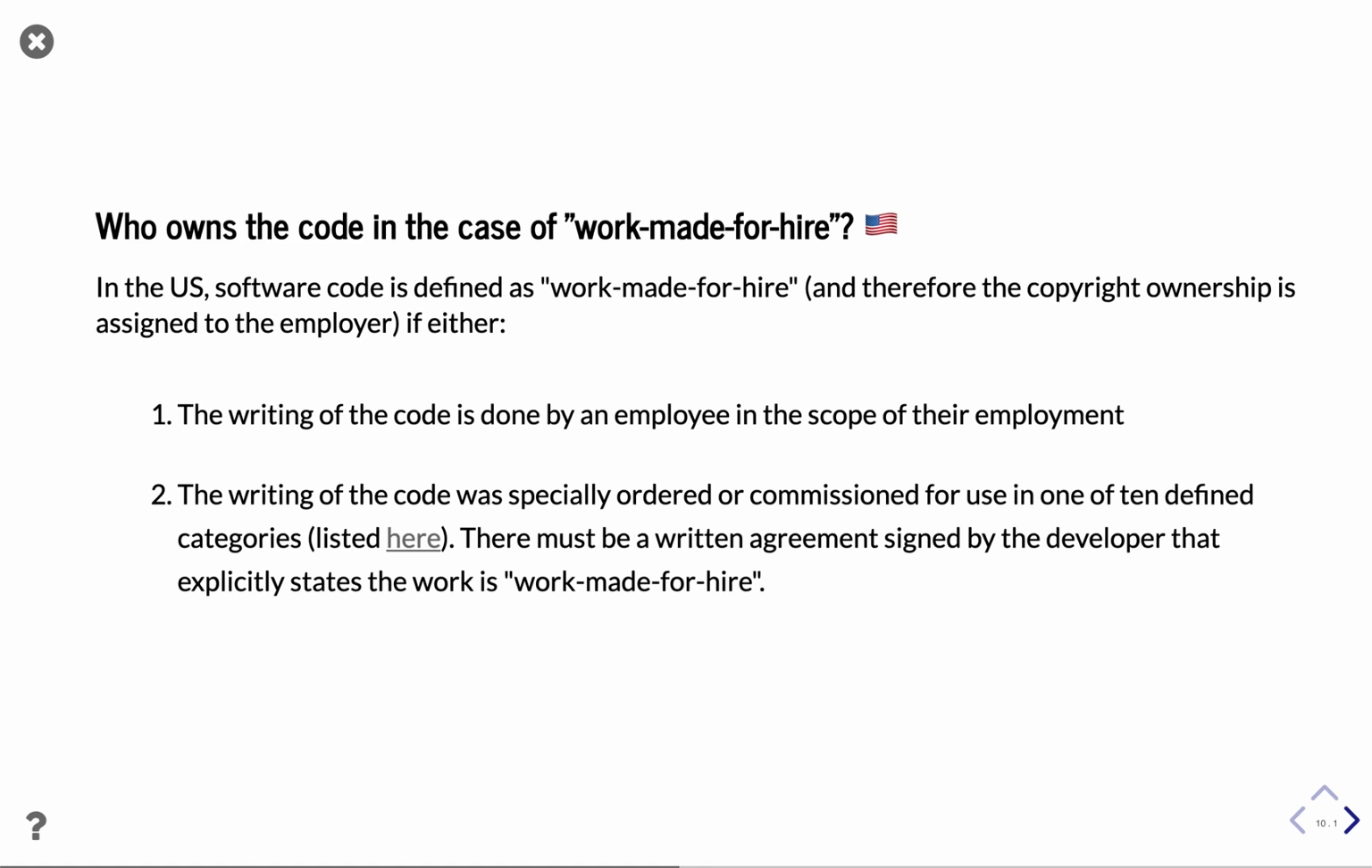And there also must be a written agreement signed by the developer that explicitly states that the work is made for hire. This second case is, again, more like the independent consulting case that I mentioned in the previous slide. In the US, this does typically fall under work made for hire, and therefore the client typically gets the ownership of the code, but there is a written agreement that has to be signed. And if that agreement is not signed, then it's not automatic that the client would get the ownership of the code.